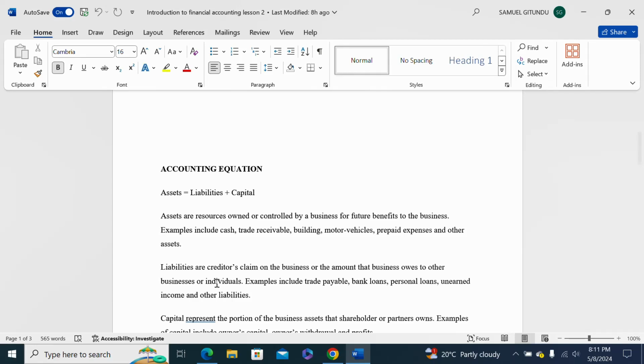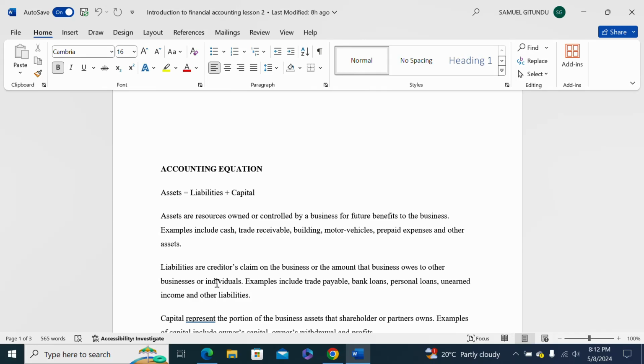The obligations that the business owes to other businesses or other individuals. Examples of liabilities include bank loans. If you have been given a loan by the bank, it means that you are going to pay that loan in future. Therefore, that is a liability.